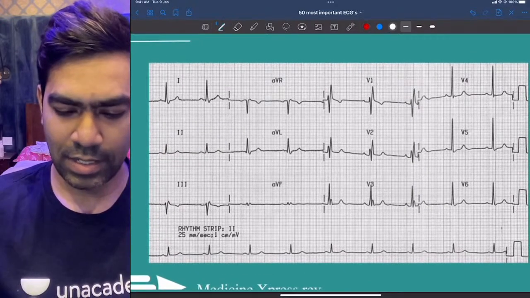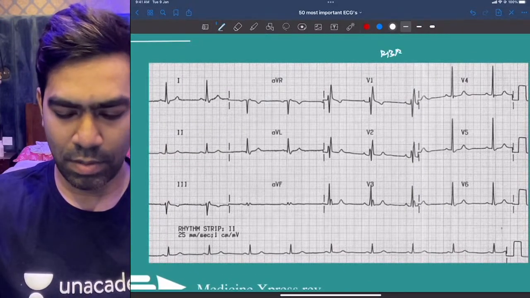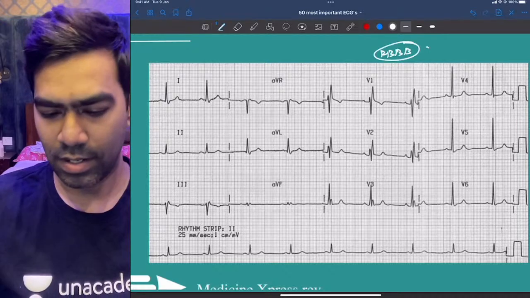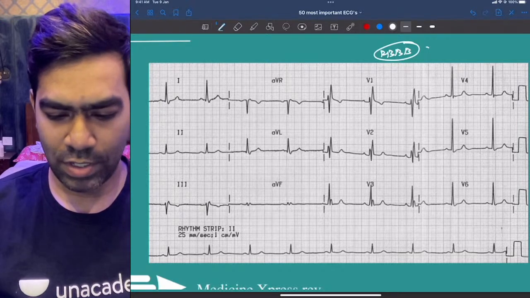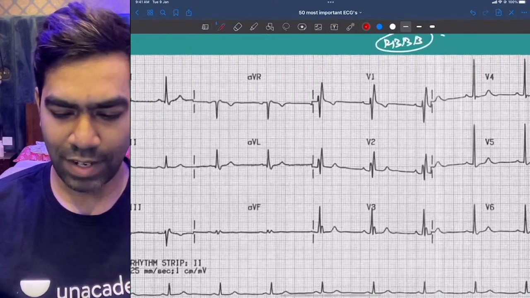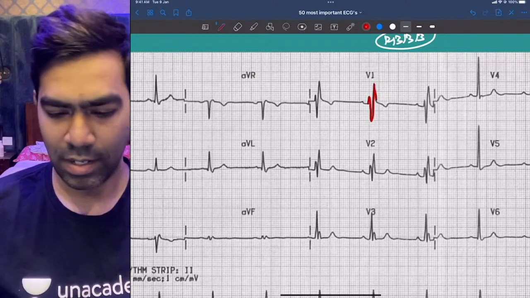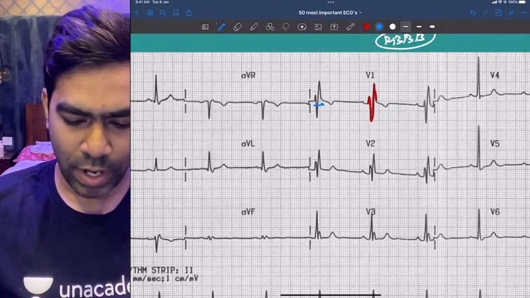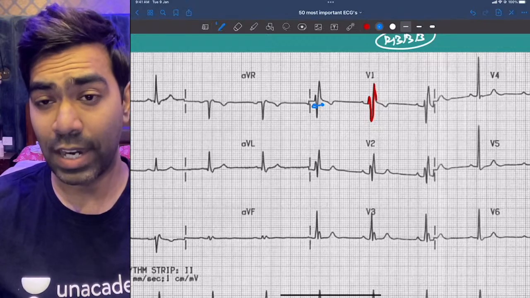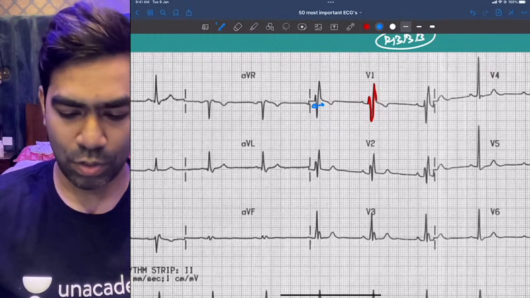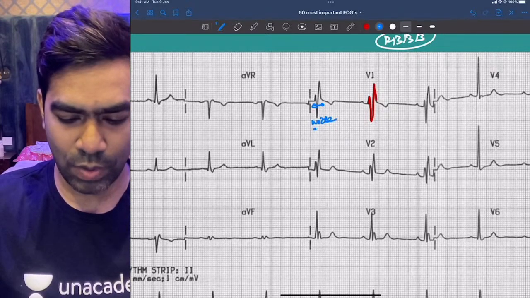So this is a clear-cut example of a right bundle branch block. Okay, as you can see here. So how will you say it's a right bundle branch block? Either you should have a characteristic pattern like this. This is an example of a characteristic M pattern. Apart from that, you should have a wide QRS to say it is a complete right bundle branch block. So this patient is definitely having a wide QRS. There is no doubt about it.